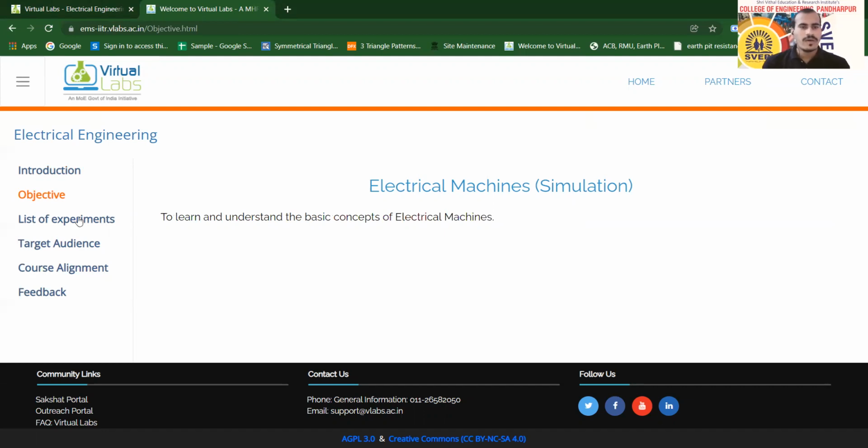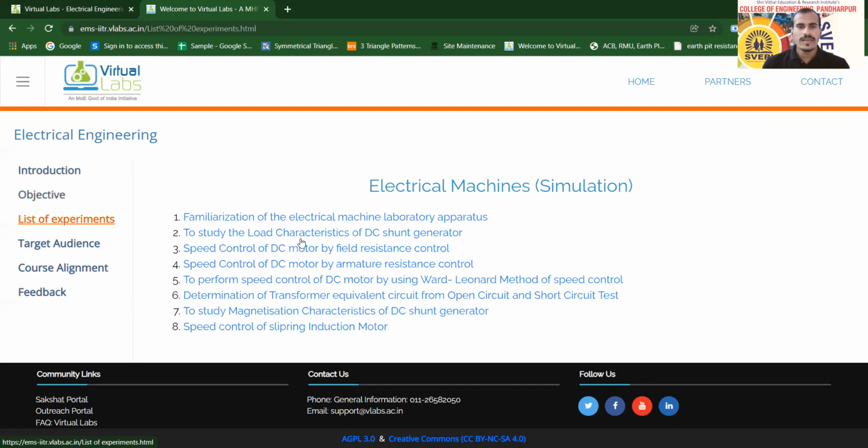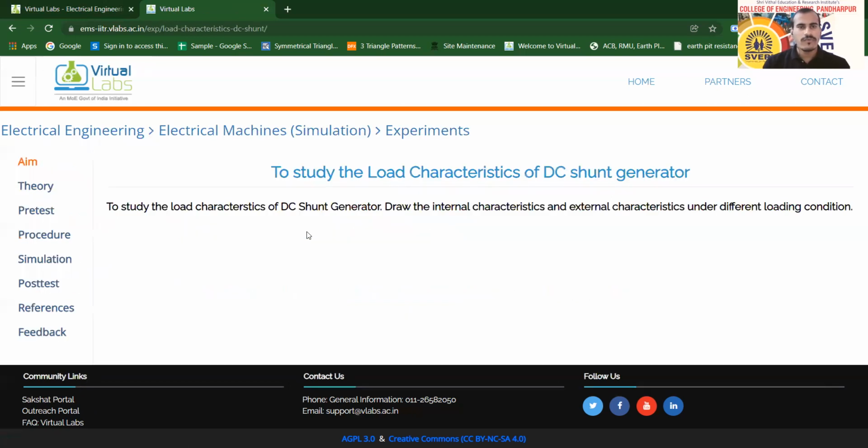Here we'll go to the list. As I told you, we have already studied the first practical, so today we are moving towards the next practical, which is to study the load characteristics of the DC shunt generator. We'll focus on this. The load characteristics are nothing but the internal as well as the external characteristics.